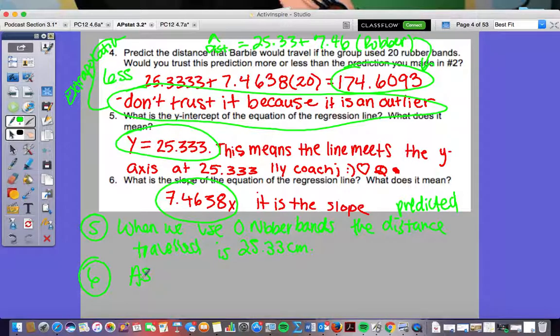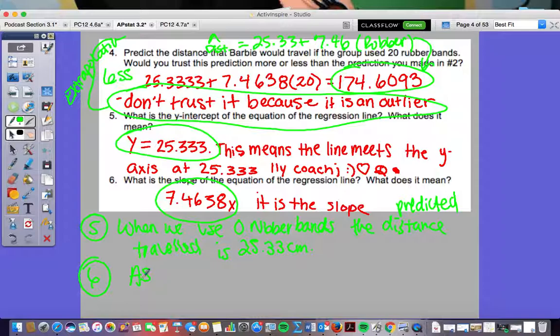Yeah, and he kind of flip-flopped that, if that makes sense. So we say this is y over x because rise would be y, x would be run. So as 1 rubber band increases, we predict that the distance of the Barbie would increase by 7.46 centimeters. Okay.